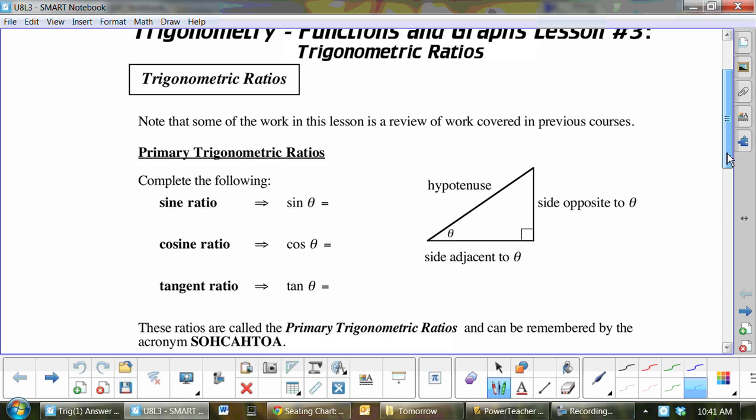Now, this is always good to write at the top of any page because it helps keep things straight. So sine is opposite over hypotenuse. Cos is adjacent over hypotenuse. And tan is opposite over adjacent. Okay?